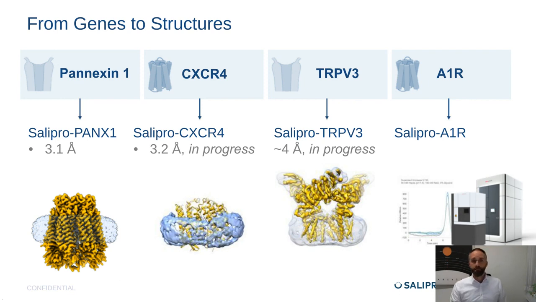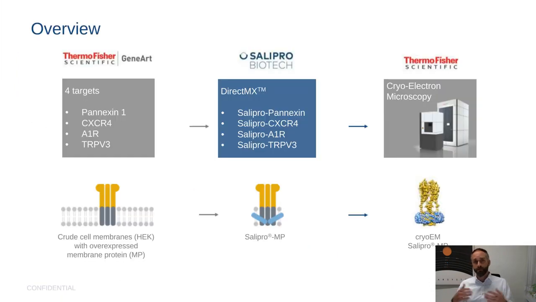Together we can showcase this process, where we start with an idea of a drug target, which is then translated into gene synthesis, overexpressed in cells, and shipped to Salipro Biotech, where we tailor our platform technology to each specific drug target. We then have this highly purified membrane protein in the Salipro system, making it directly ready for structural biology with Ieva.